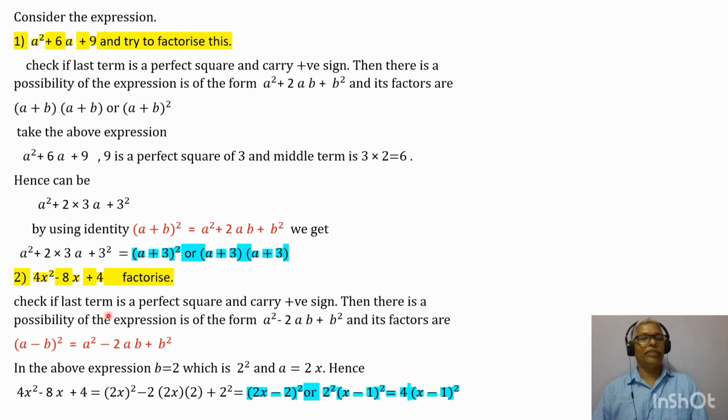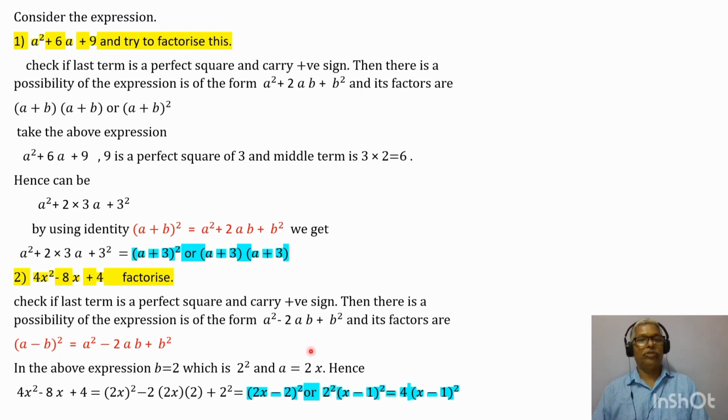Check if the last term is a perfect square. Yes, this is a perfect square and has a positive sign. Then there is a possibility of the expression being of the form a square minus 2ab plus b square. As there is a minus sign here, its factors are (a minus b) square, using this identity.